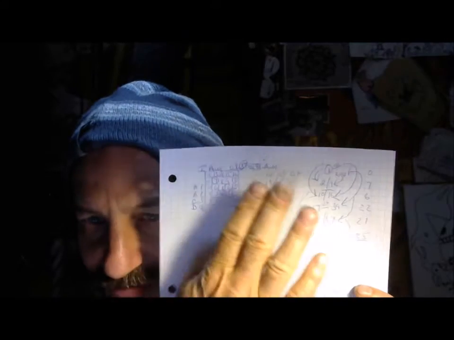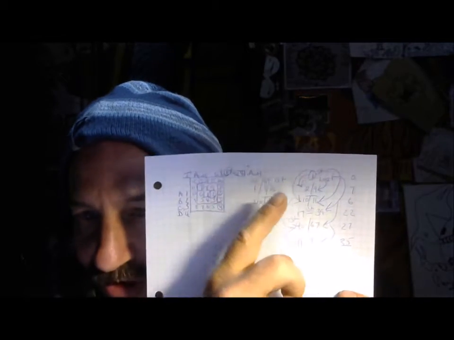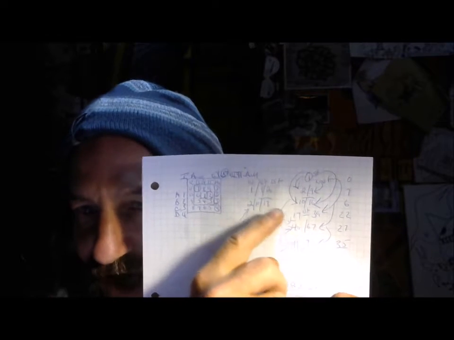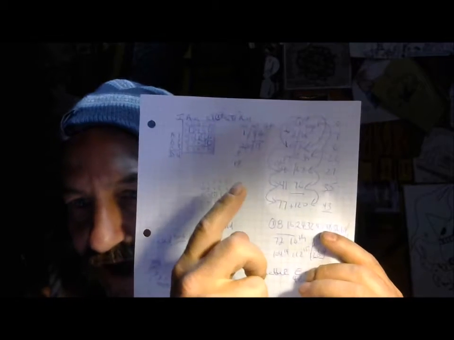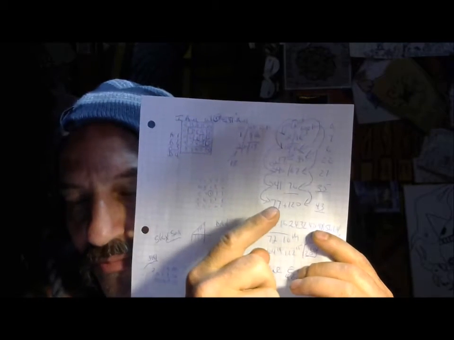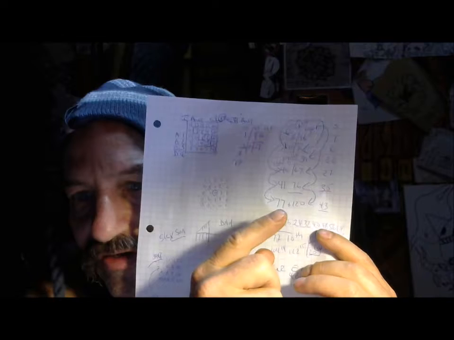What does it mean, A, B, C, D? We have to keep going in layers. What is first? What is last? 17 is first. 39 is last. 40 is first. 67 is last. 41 is first. 76 is last. Boom. 77, Christ, is first.